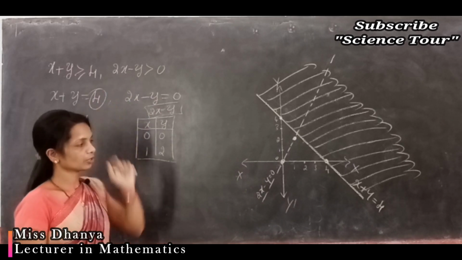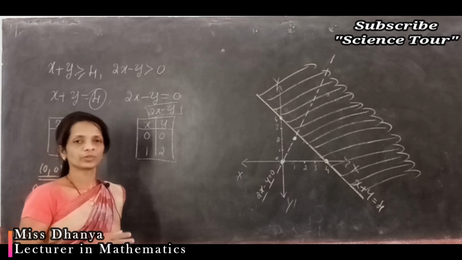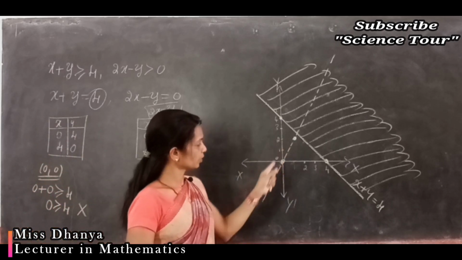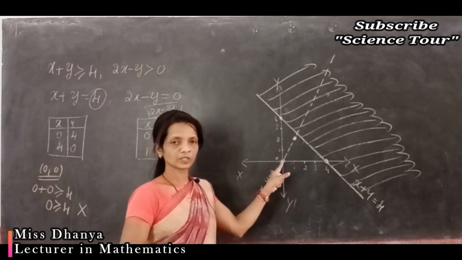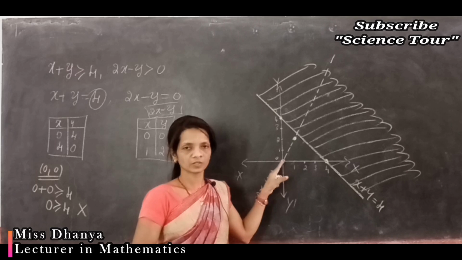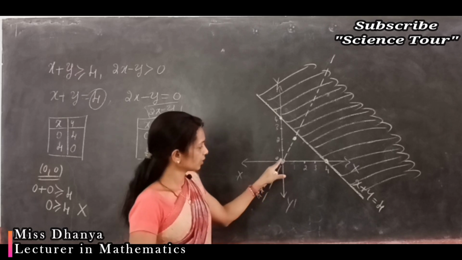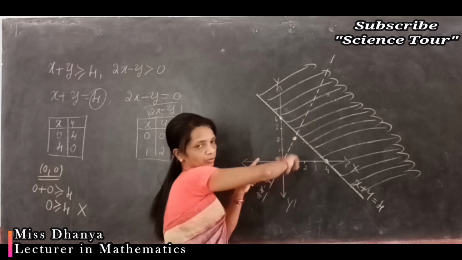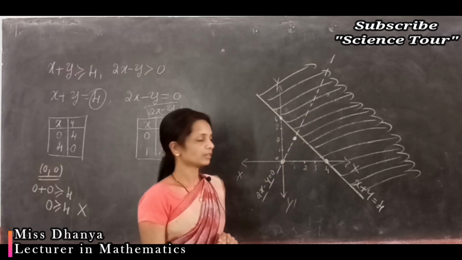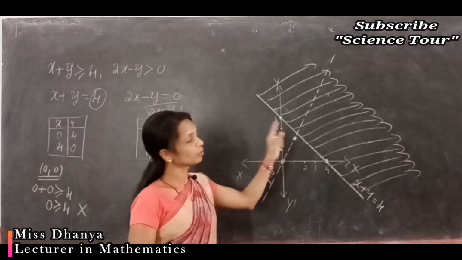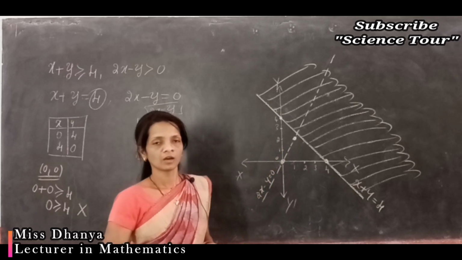To decide that, you have to take a checking point, so that point should not be on this broken line. Can we take a checking point (0, 0)? We cannot take (0, 0) as a checking point for this broken line. Why? Because clearly you can see that the (0, 0) point is on the broken line, so that point you cannot consider as a checking point. Any other point which is not on the broken line you can consider as a checking point.